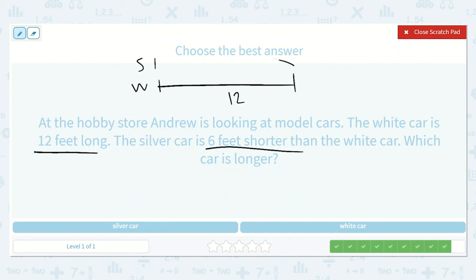So if we started here and went back 6 feet, we'd be taking away 6 from 12 to find out what this distance is. Without even subtracting, I know that the silver car is going to be shorter. So which car is longer? It would be the white car.